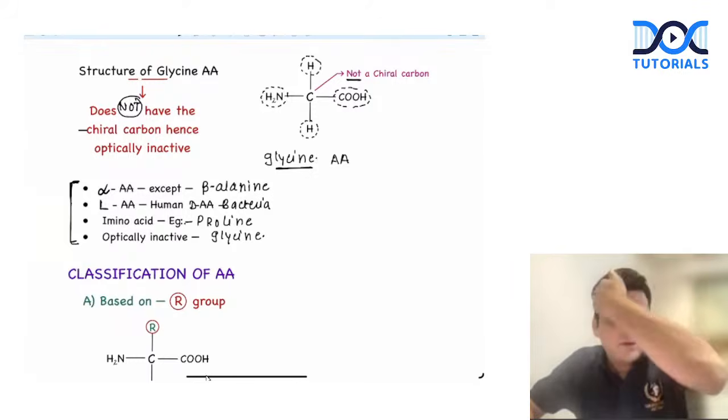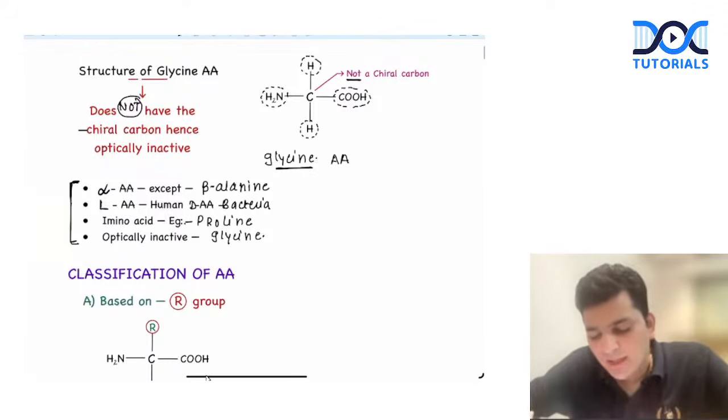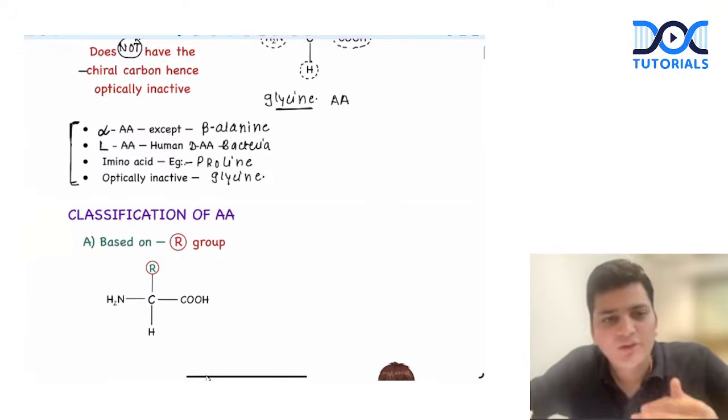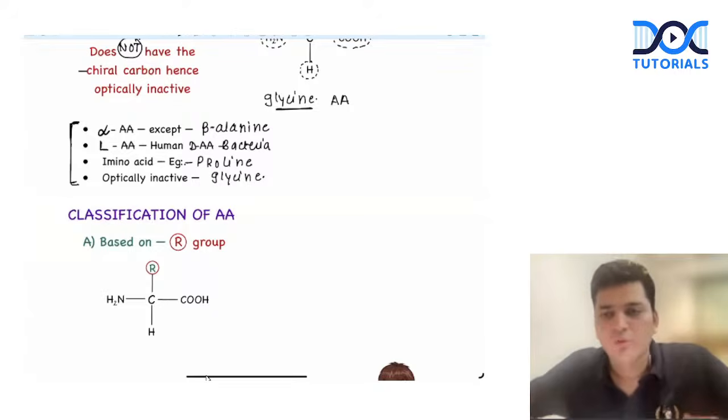Now, once we are clear with the basic terminology part, we are going into the classification part. But before I start the classification, there is one question that should come to your mind. In total, we have 22 amino acids, and now I'm saying that we are going to classify them. But the first question that should come is: on what basis do you want to classify them?